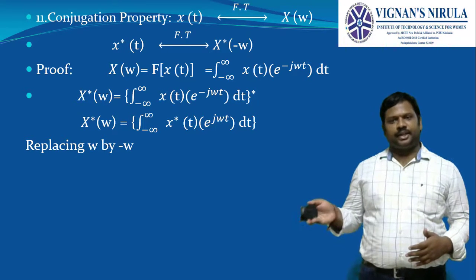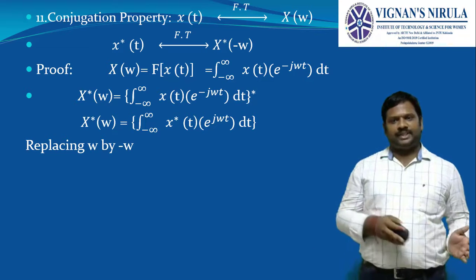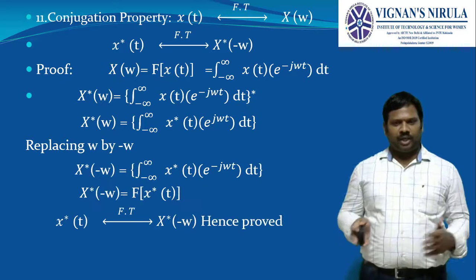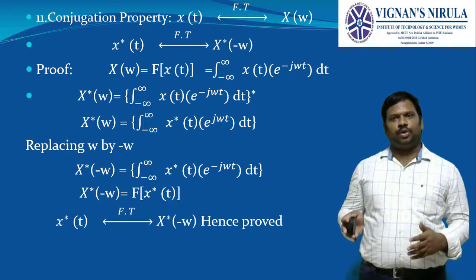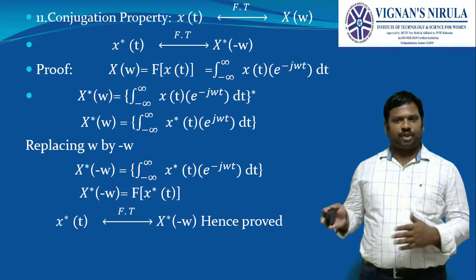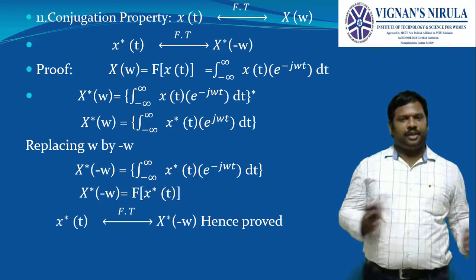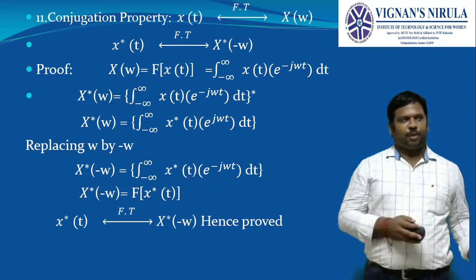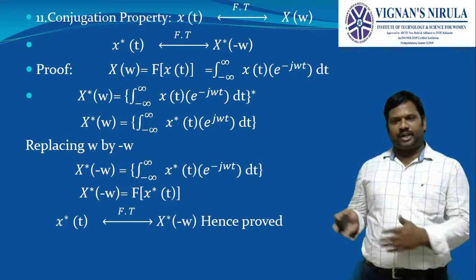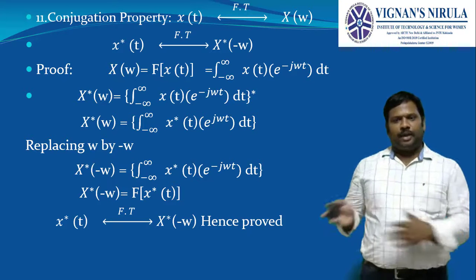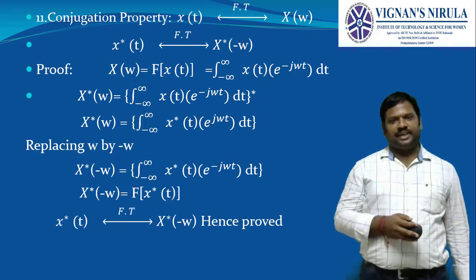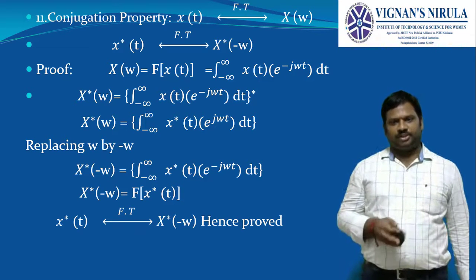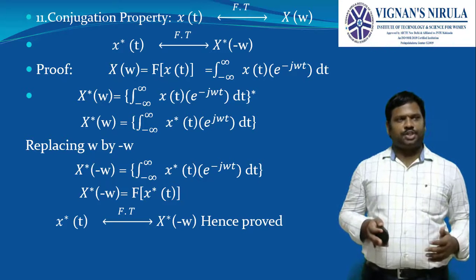The right side integration is split into two parts, x star of t and e power j omega t. Then replacing omega by minus omega, X star of minus omega is equal to the integral from minus infinity to infinity of x star of t e power minus j omega t dt. It is nothing but the Fourier transform of x star of t. That is, the Fourier transform of x star of t is equal to X star of minus omega. Simply saying, x star of t has Fourier transform X star of minus omega. That's the proof of the conjugation property.